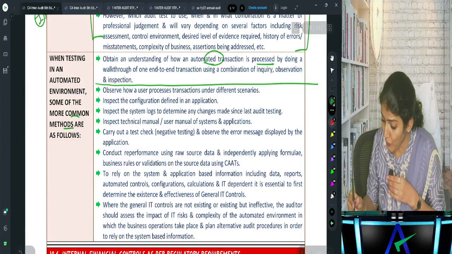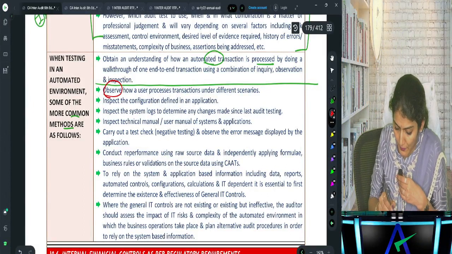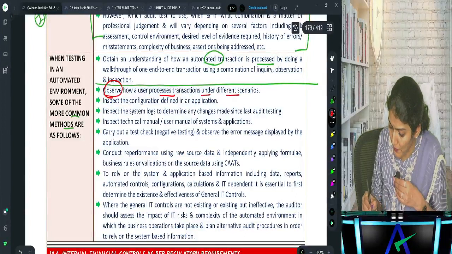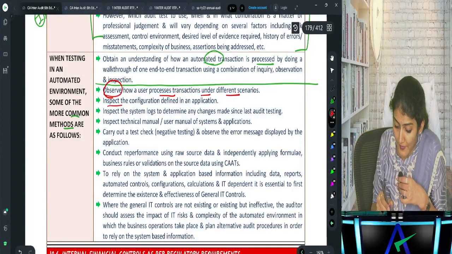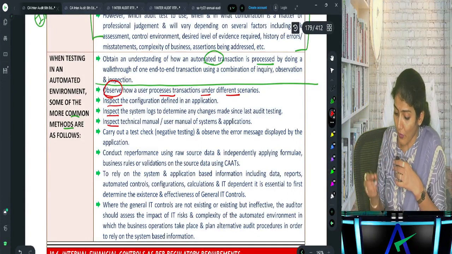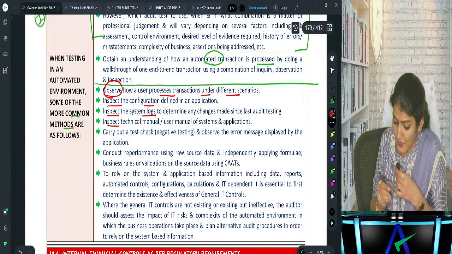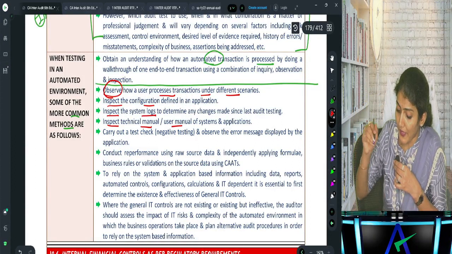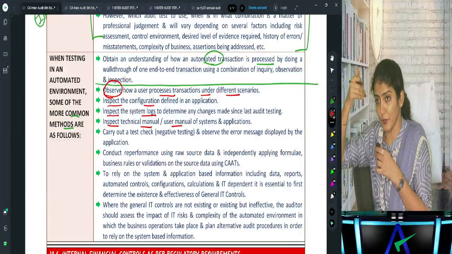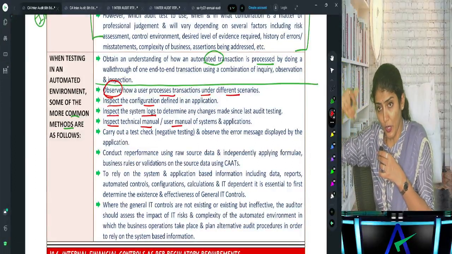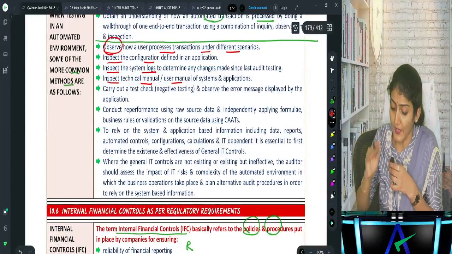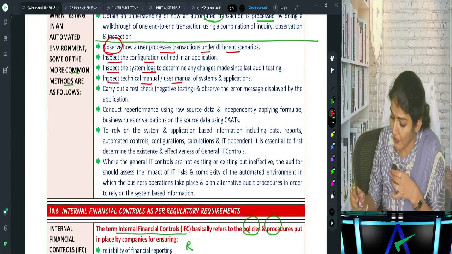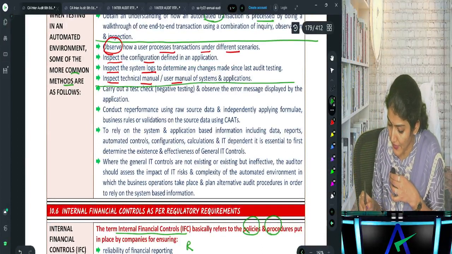For that you have to observe, right? So again, here you have to observe how the user processes transactions under different scenarios. Then after that it says inspect. Inspect what? Inspect the configuration, the system log, and the technical manual and the user manual. So first you understand, then you observe, then you inspect the system log, the configuration and the technical manual, then you carry out a test check. What test check? Negative testing.